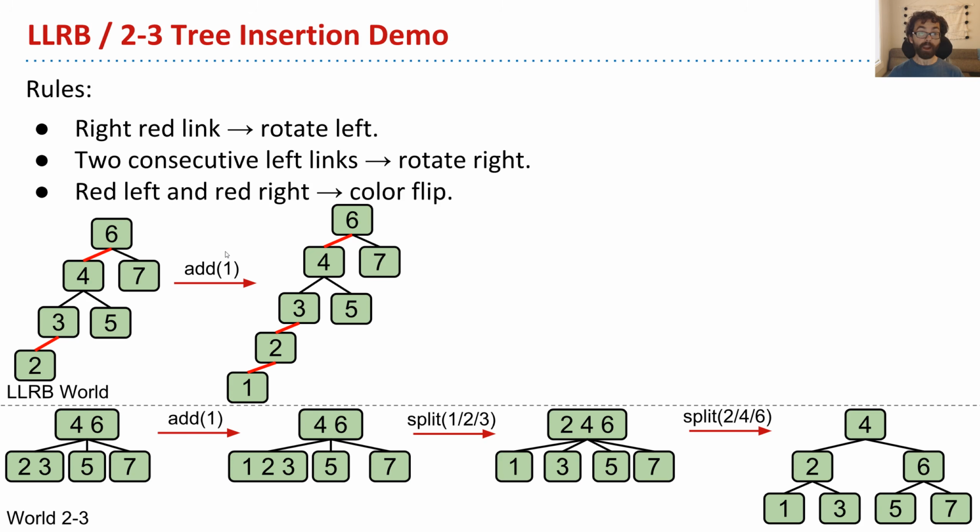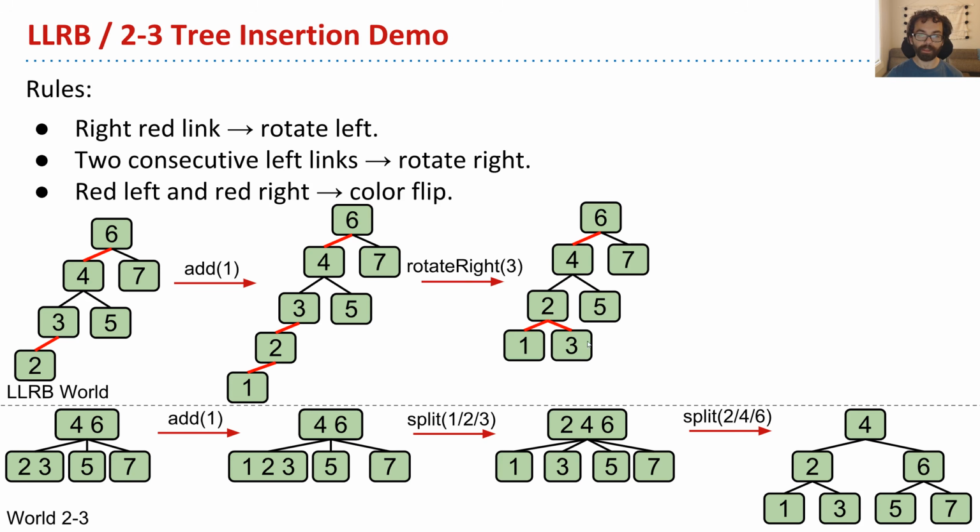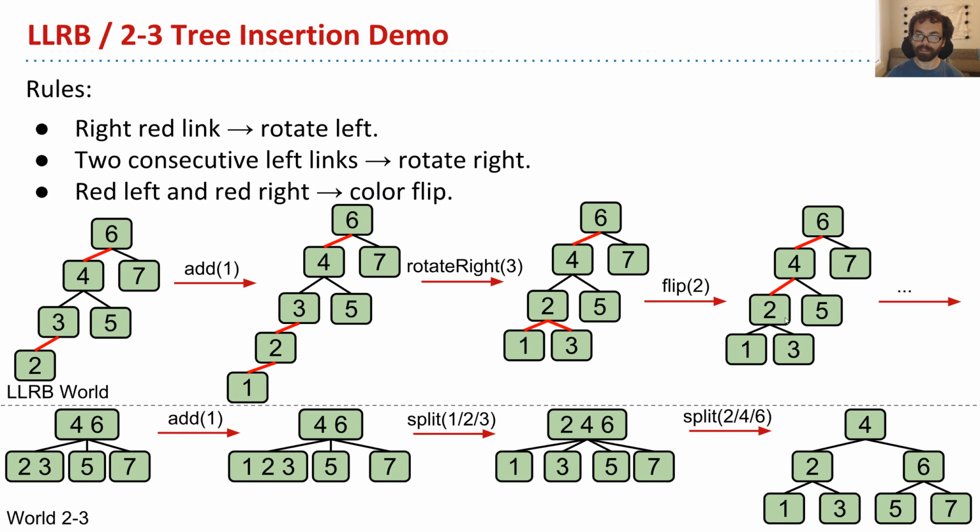So we add 1, and now we see that we have 2 consecutive left links. Not so great. So what we do now is we need to change this so that we have a proper representation of a 4 node. To do that, we rotate right on 3, and we end up with, again, this nicer 4 node representation. Perhaps we're starting to see a pattern. We need to do a color flip to emulate this splitting operation, because right now, this tree shown is the equivalent of the second state of the 2-3 tree. After doing a color flip, we end up having this right here.